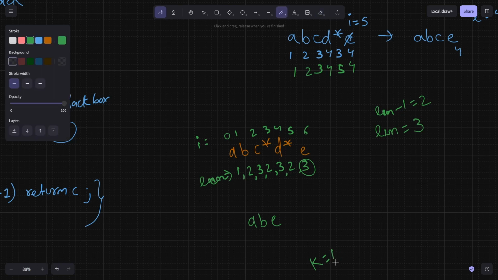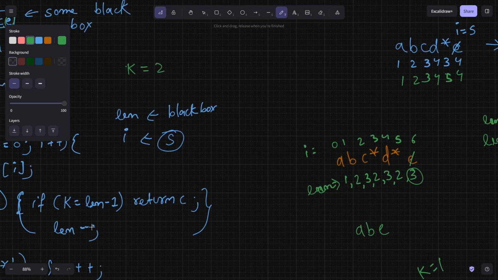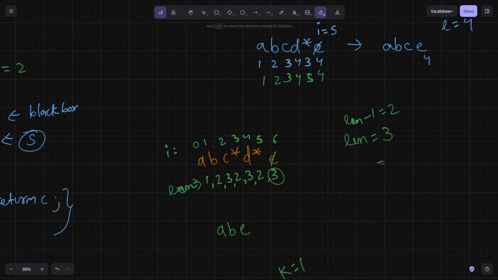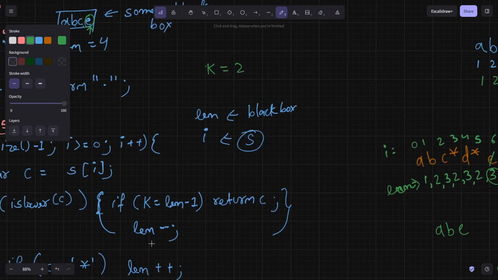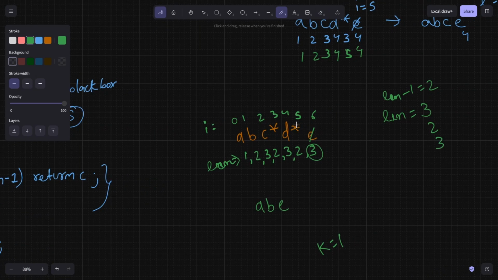If we have to find k equal to 1, here length is 3, and again we remove 1. Now after e we got an asterisk, so we are going to do length plus plus after removing this. So here we do length minus minus, length equal to 2, and now we got an asterisk, so we simply do length plus plus, that is 3.